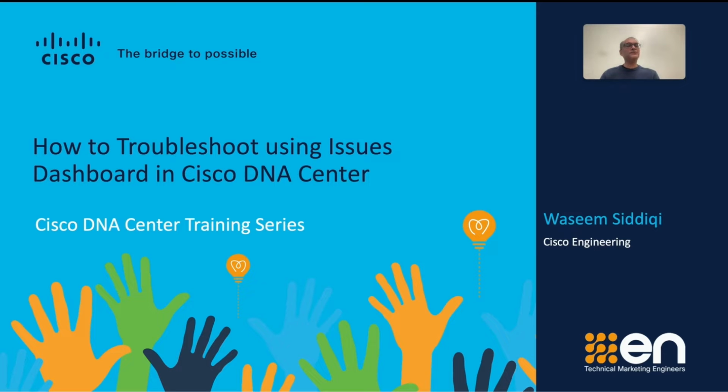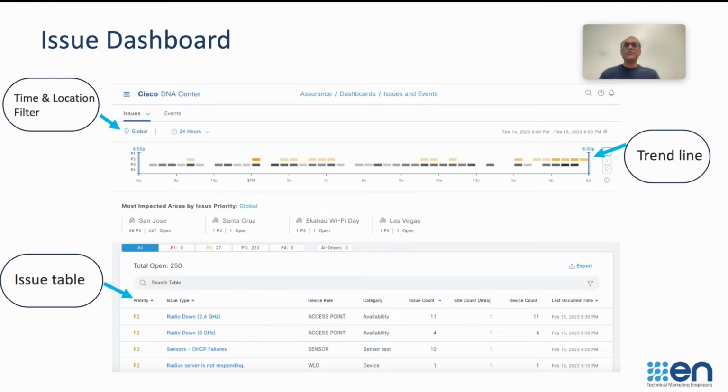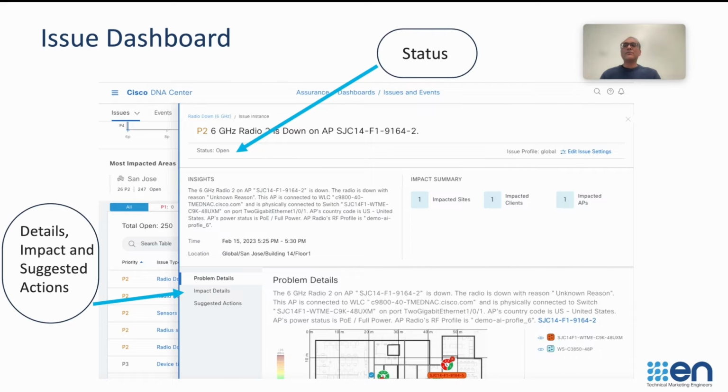I will walk through the Issue Dashboard features in two separate videos. The first video will cover the basics of the Issue Dashboard, while the second video will cover the more advanced features. In the first video, we will see how you can use the Issue Dashboard in your day-to-day work to quickly identify the problems happening in your network, to prioritize them, and to work on them. We will go through the time and location filter, the trend line information, as well as the issue table. We will then dive into one of the issues in detail and see the data that is provided there for you to understand and troubleshoot that particular problem.